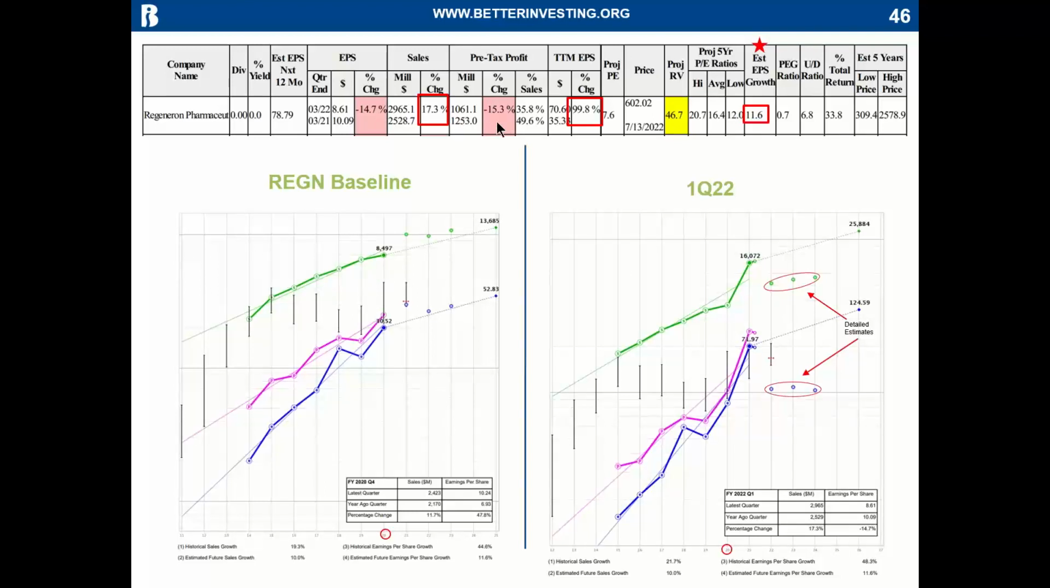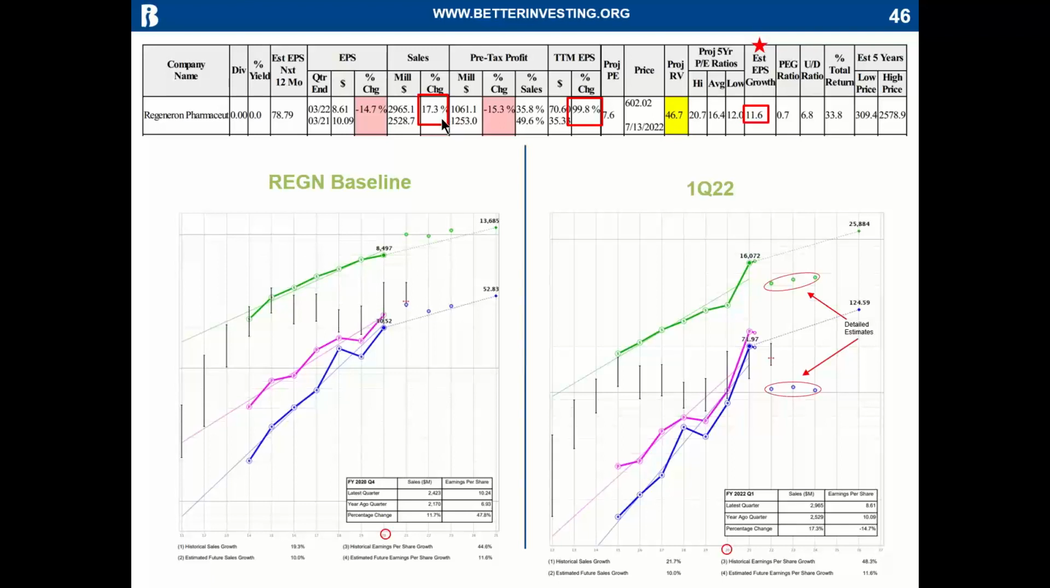In fact, earnings per share is down negative 14.7%, and the pre-tax profit is minus 15.3%. Sales, Kevin, if you go down to the very bottom of the graph, my estimated future sales growth rate was 10%. And you can see I've highlighted in a red box that sales has been doing quite well at 17.3% above in the PERT spreadsheet.